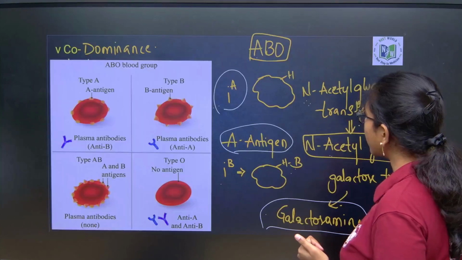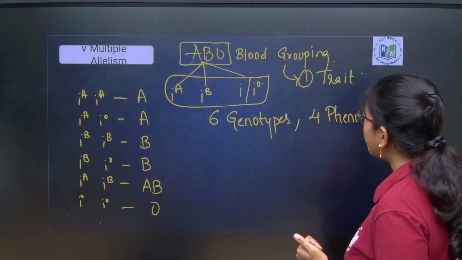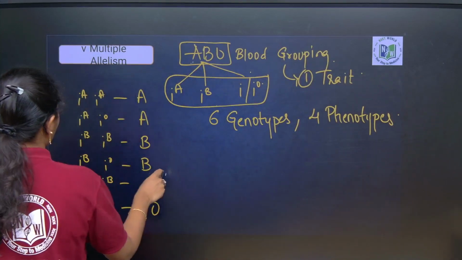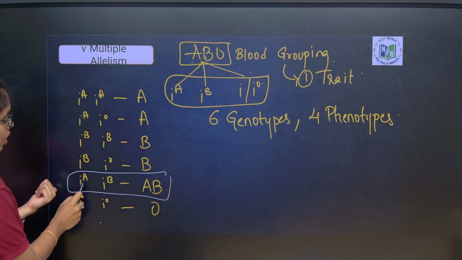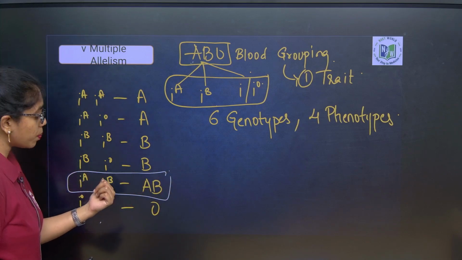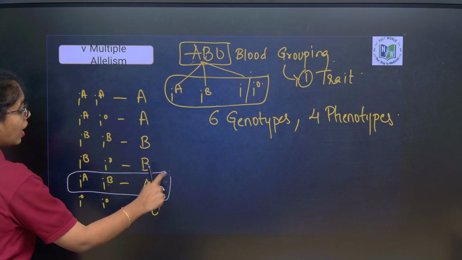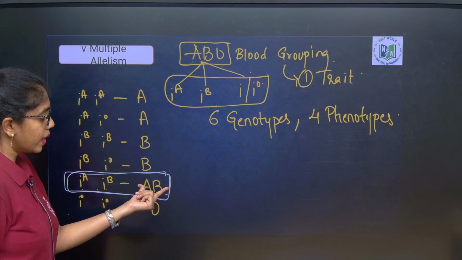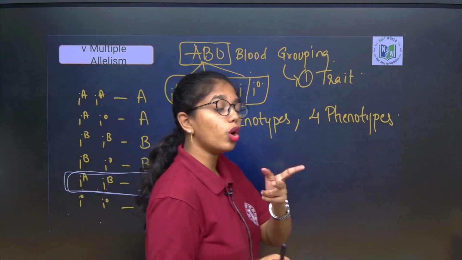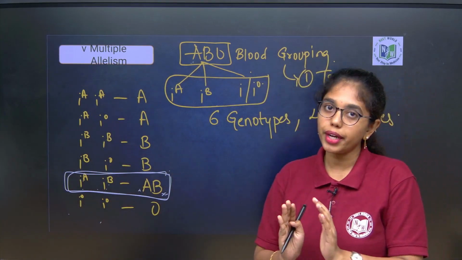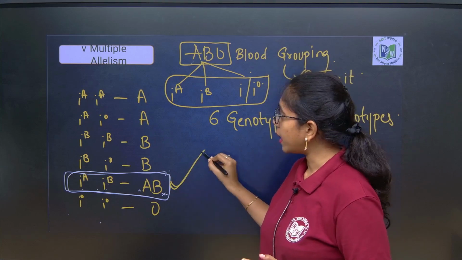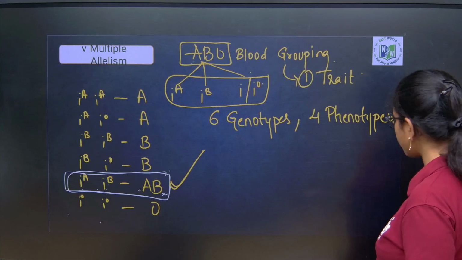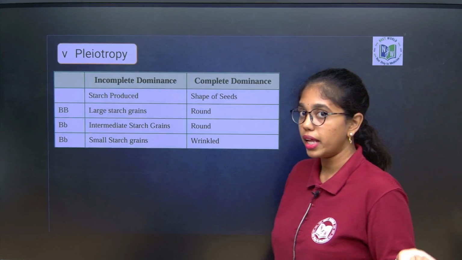Second, it is kept under codominance. Why is it kept under codominance? Because if you see AB blood grouping, here A antigen is expressed, B antigen is also expressed. As both alleles are expressed in the AB blood group, that is why this is kept under codominance. Both the dominant alleles are equally dominant to each other. That is why it is kept under codominance. So, with incomplete dominance and codominance, multiple allelism is done. How is it deviating from Mendelian law of dominance?